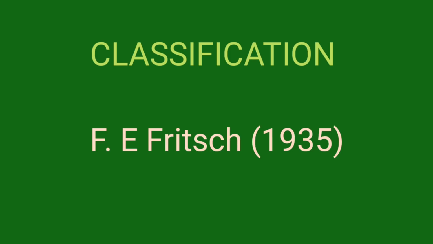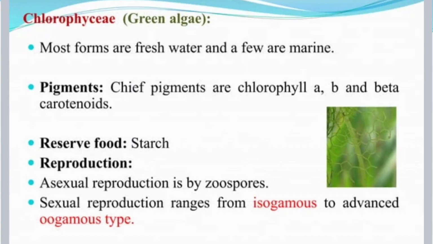Classification of algae by Felix Eugene Fritsch in 1935. His classification is based on pigmentation, reserve food material, flagellation, presence or absence of nucleus, and reproduction.